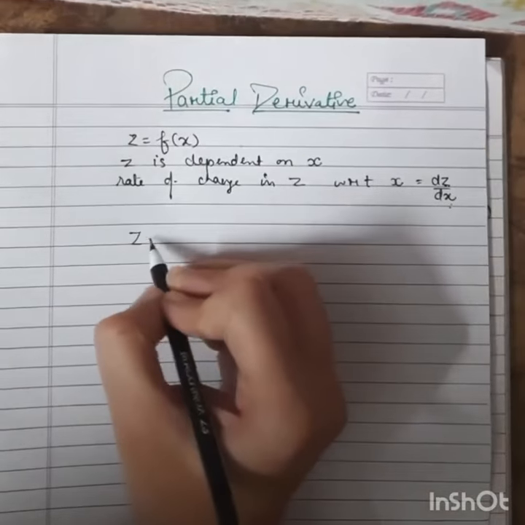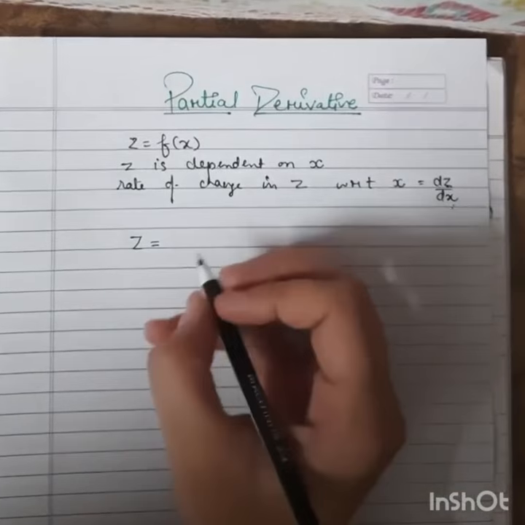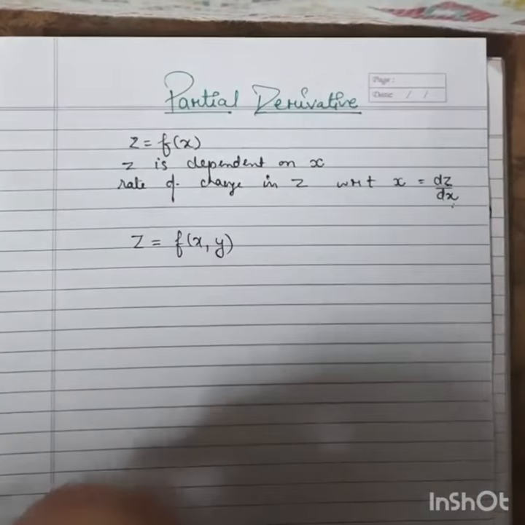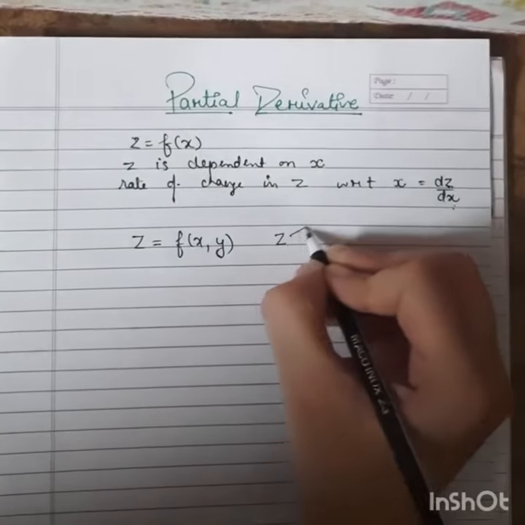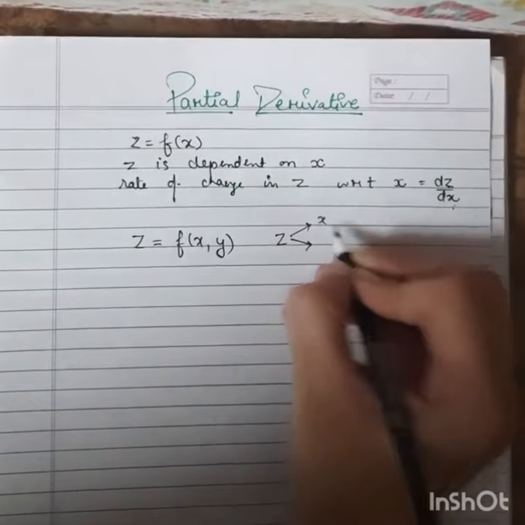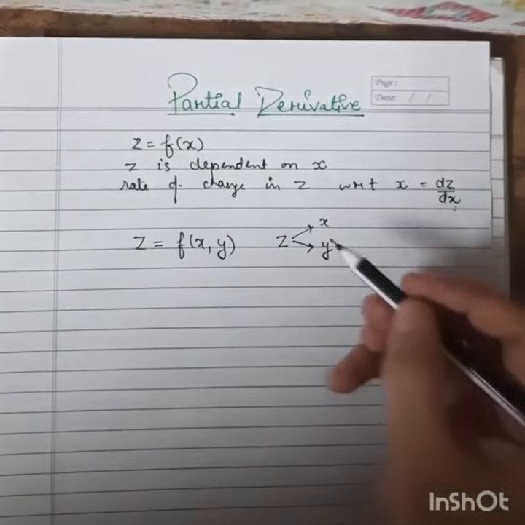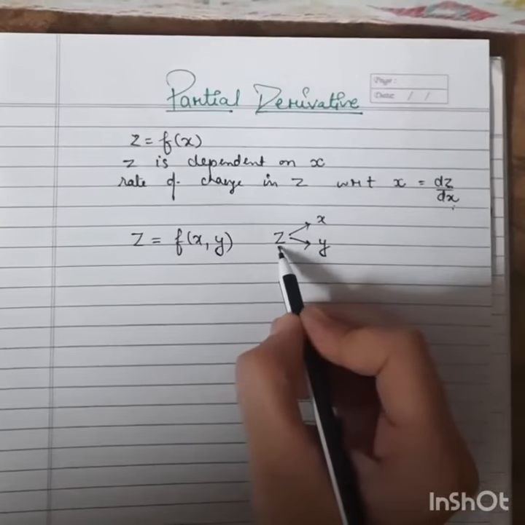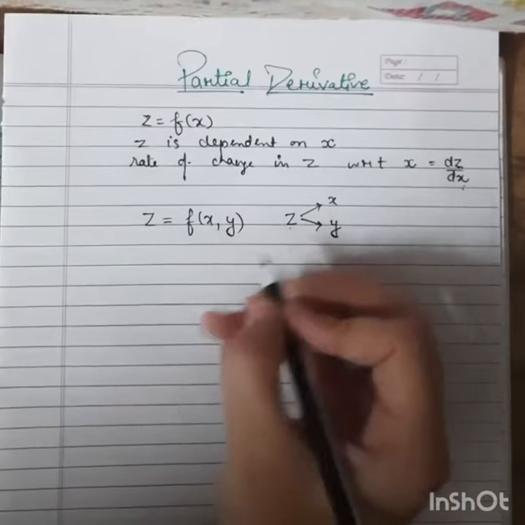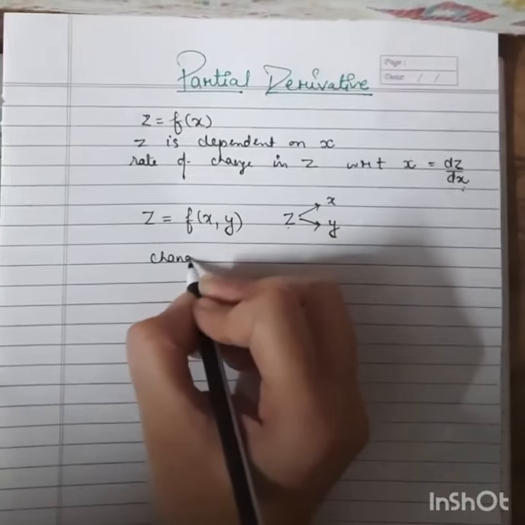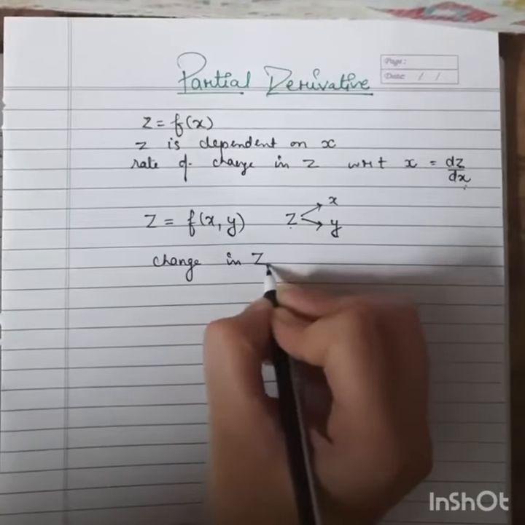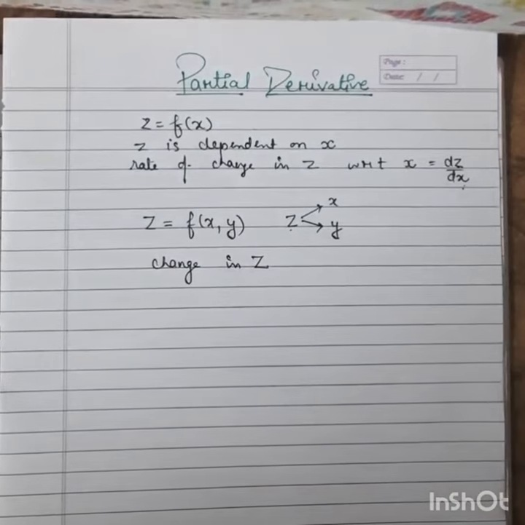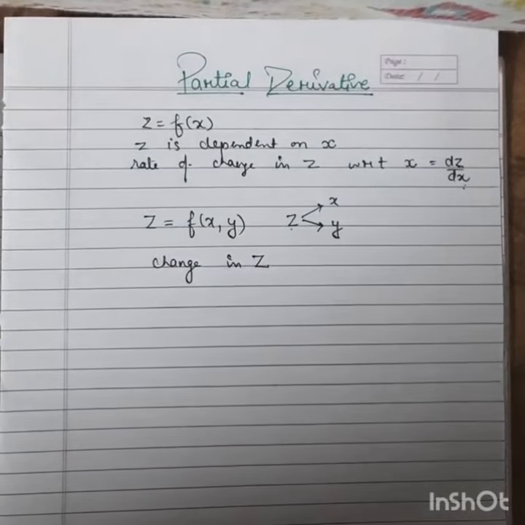But now let us consider a second scenario in which the variable z is now a function of x and y. That is, z is dependent on two variables x and y. X and y are independent variables and the variable z is dependent. Now in order to calculate change in z, we need to consider both x and the variable y.